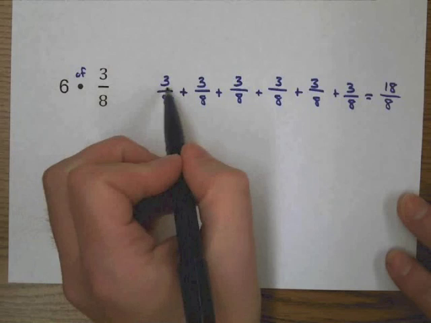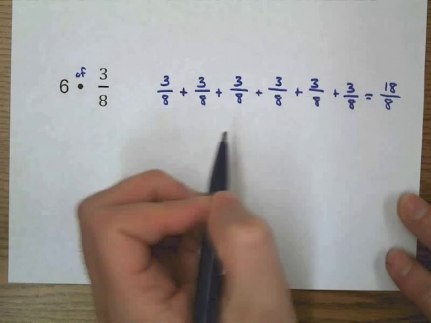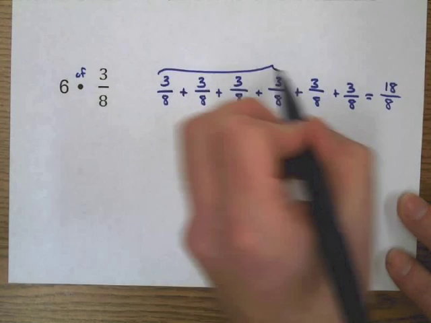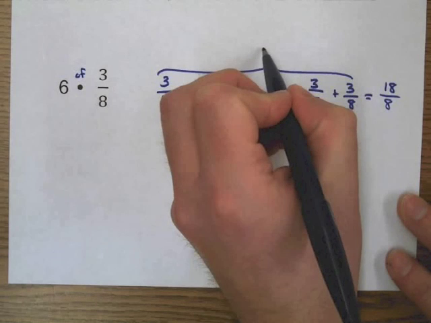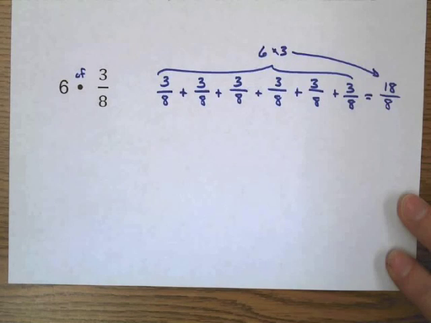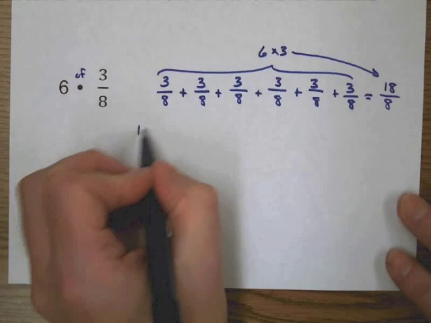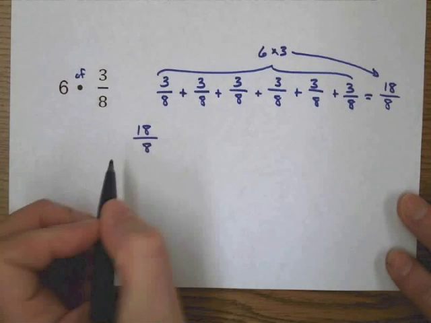And I can look at that and think, well, I have 1, 2, 3, 4, 5, 6 threes. If I have 6 threes, I can think of that as 6 times 3, right? That's getting me my 18. And that's going to help us as we get into this next step. But 18 eighths, I can think of as my solution.